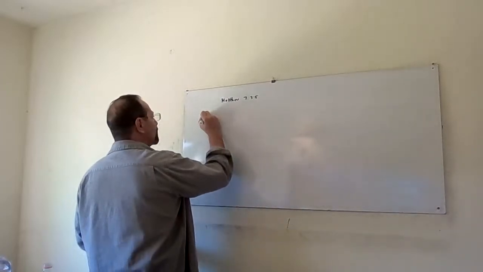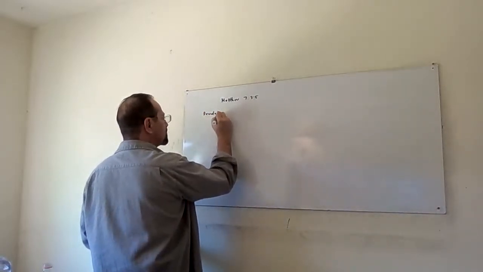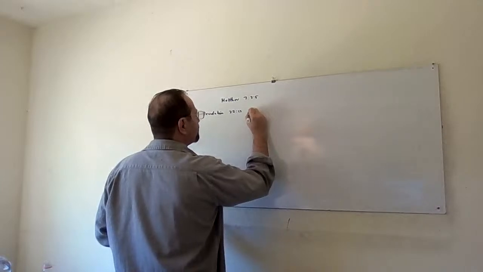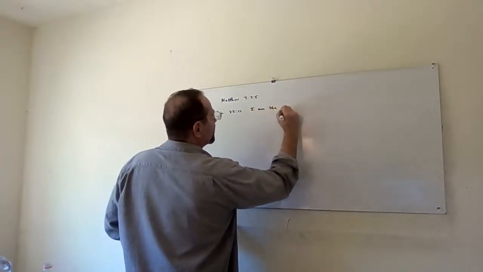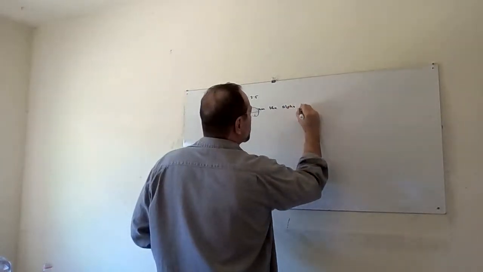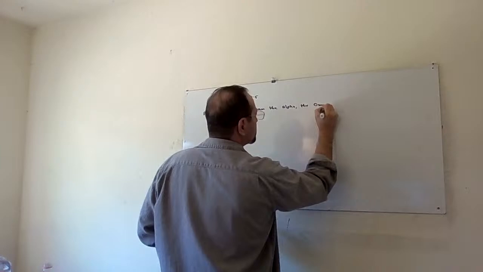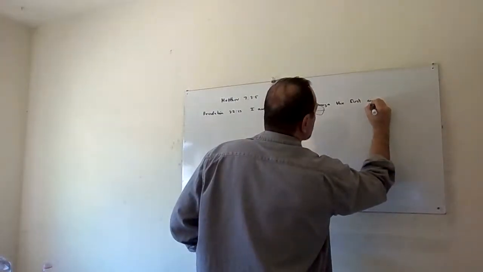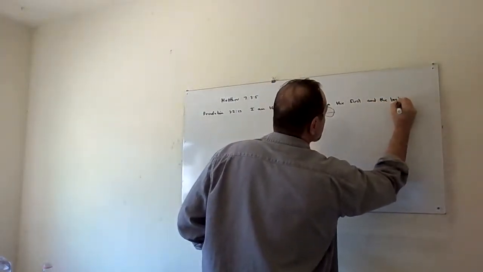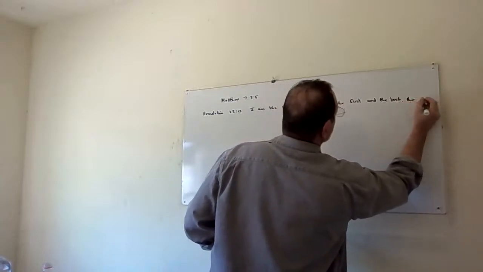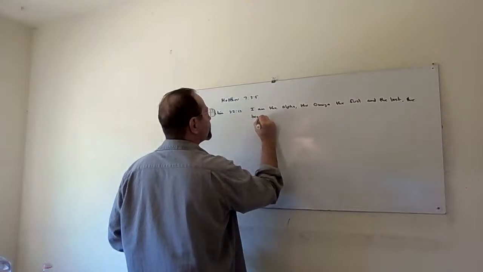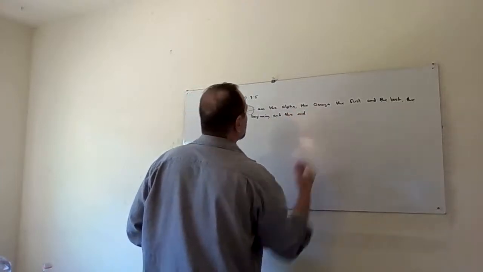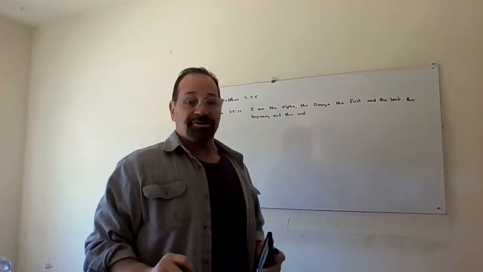So we're going to be going over Revelation 22:13, which says, I am the Alpha, the Omega, the first and the last, the beginning and the end. Everything that I'm going to be teaching you today has to deal with 666.